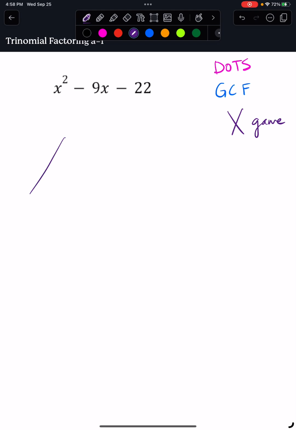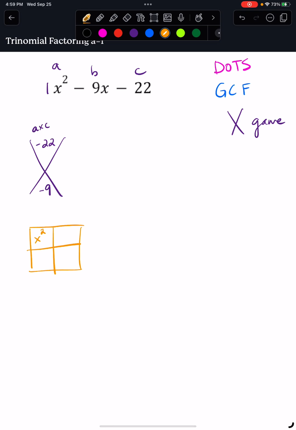So the way we've thought about x game is, it's our a, b, and c. So it's a times c for x game. If a is 1, b is negative 9, and c is negative 22, we need what numbers multiply to negative 22, but add to negative 9. Another way we've thought about this before is in our box method, where if we take that trinomial, this is going to be x squared, and this has to be negative 22. So if this is x and this is x, we're looking for our two numbers that multiply to negative 22, but eventually will add to negative 9.